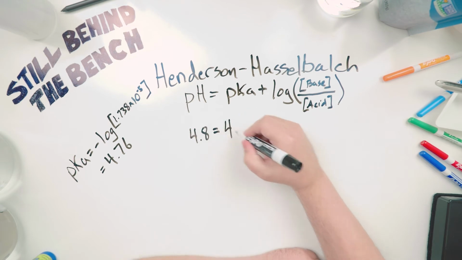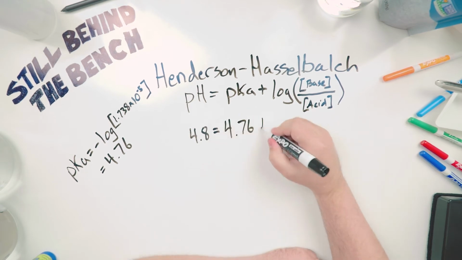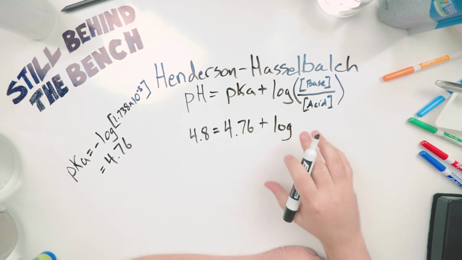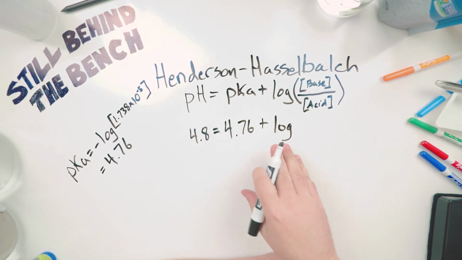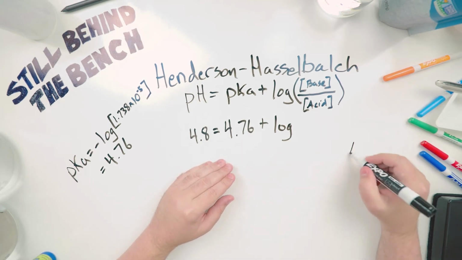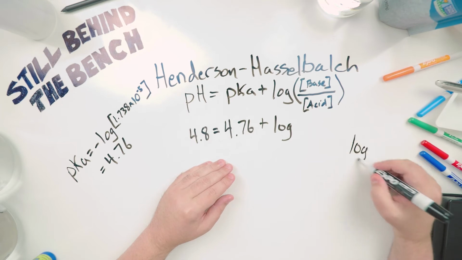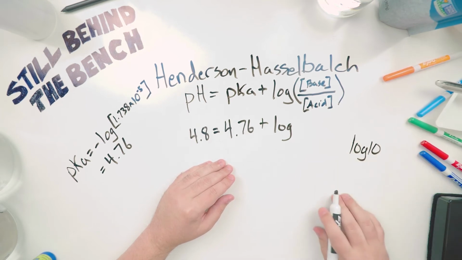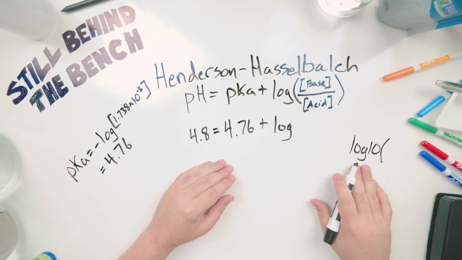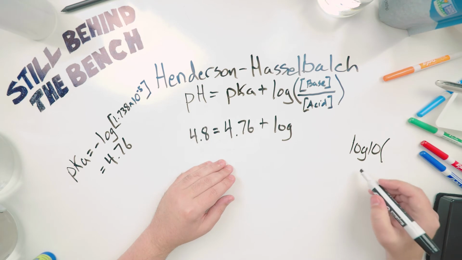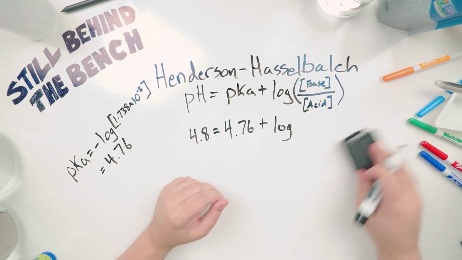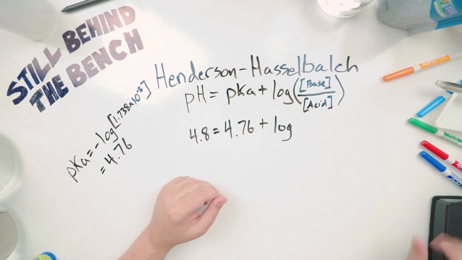So we can put in 4.76 plus log, and again, this is log 10. If you're going to be using Wolfram Alpha to help you do the math, make sure to write log 10 and then your bracket, because if you just write log on its own like this, it'll think you're taking the natural logarithm, which the number is pretty close, but it's not the right value.